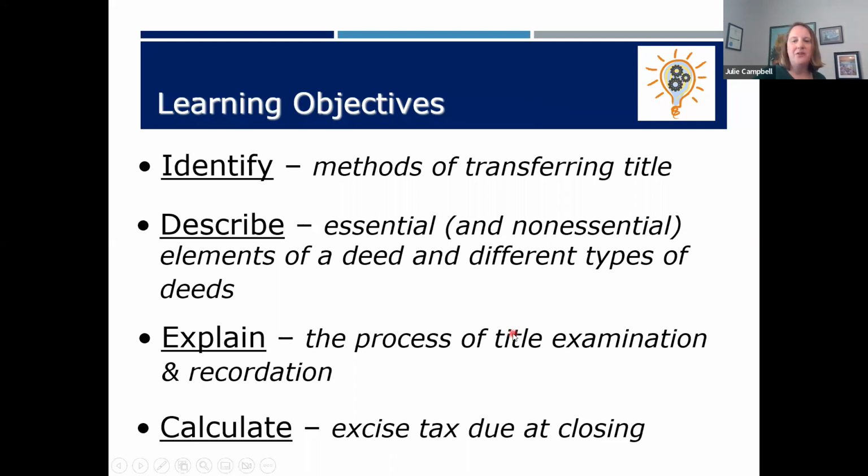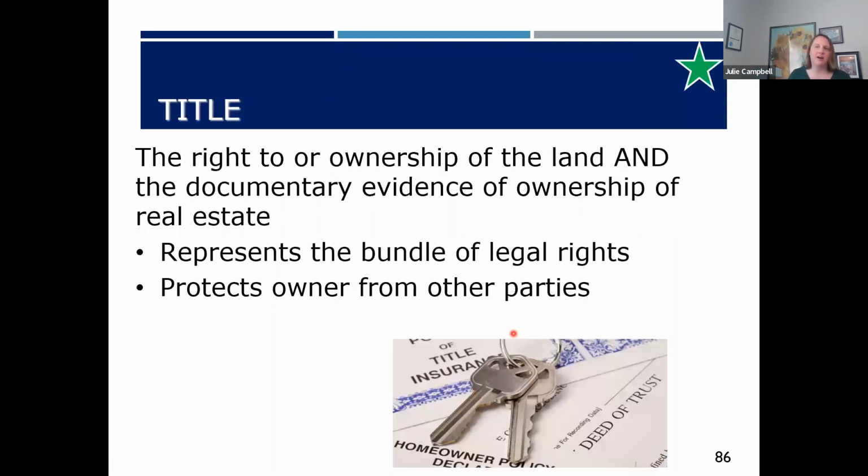Okay, so unit 5, attorney's unit. Let's first talk about title. Title is the right to ownership of the land. If you own property, you have a title to the property. Title is the right, the idea of ownership. The deed is the actual proof. The deed is the piece of paper that says you are the owner of record. So the title is the idea, the theory behind the ownership. The deed is the tangible proof, the piece of paper that you can touch and say, see, I'm the owner.